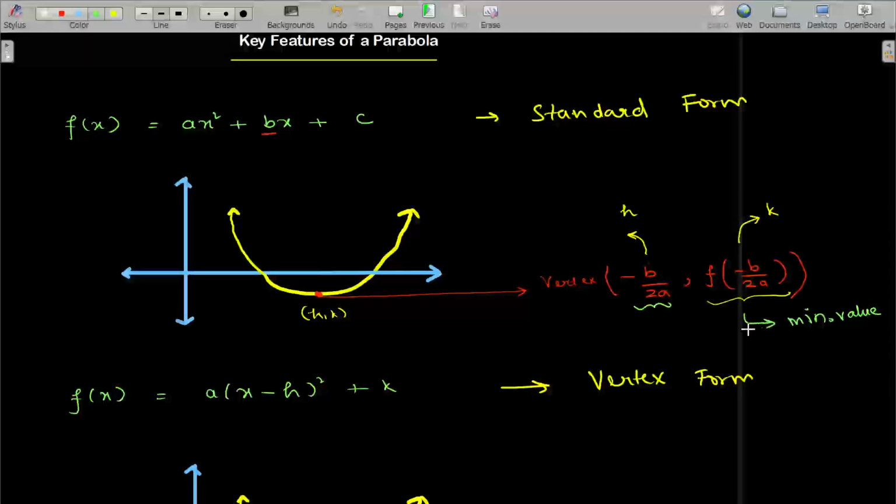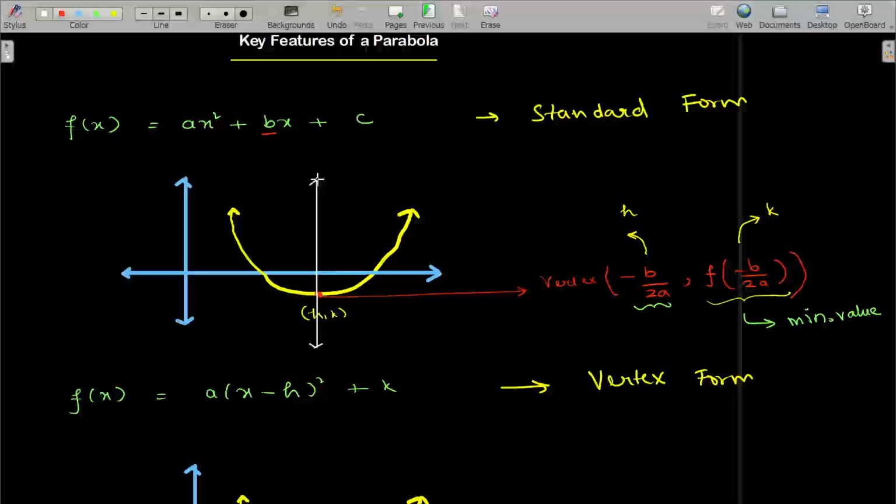So that's the minimum value. Then third is axis of symmetry. The axis of symmetry is the line around which your parabola is symmetric. It divides the parabola into two equal halves. That is going to be y equals h, right? Or x equals h. It's going to be this line, x equals h.